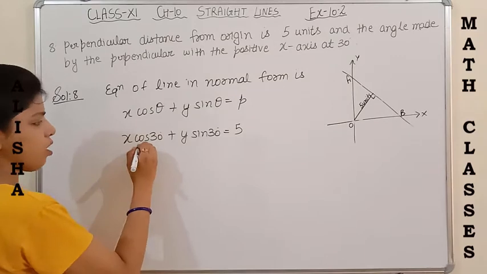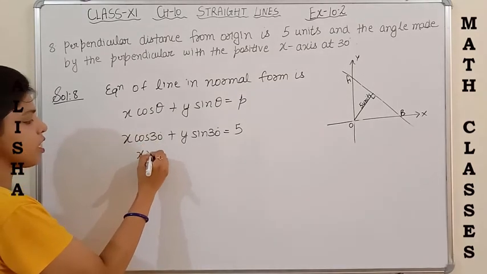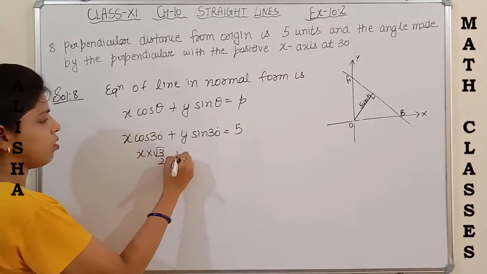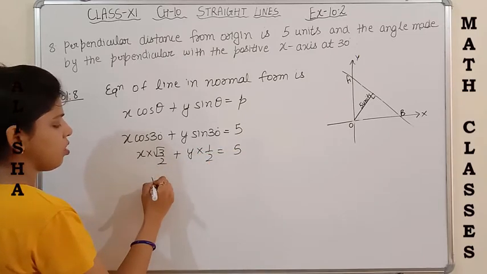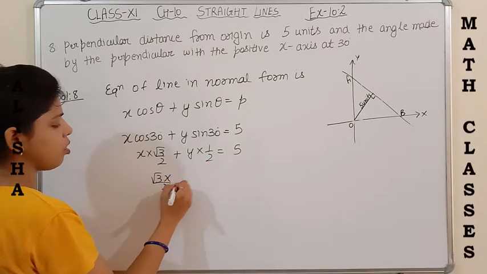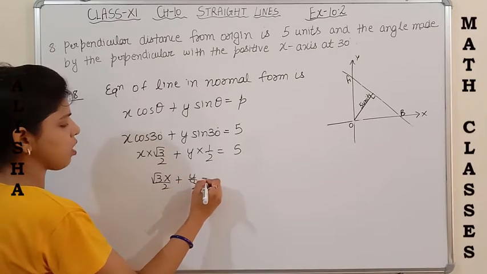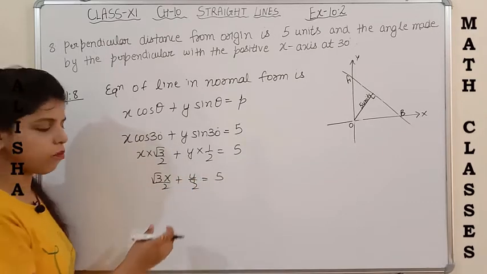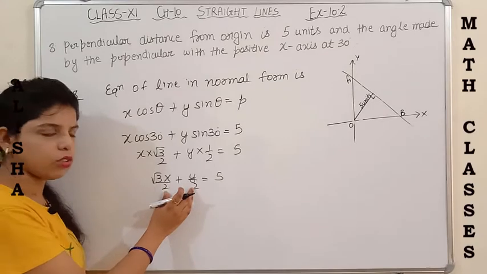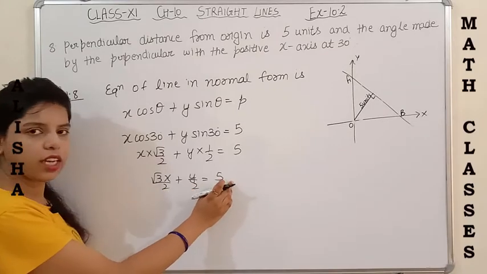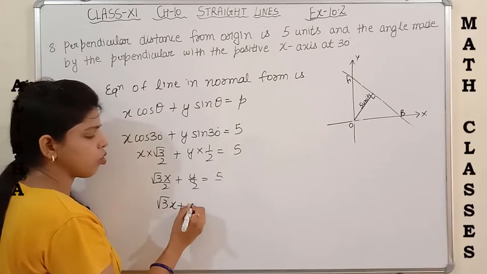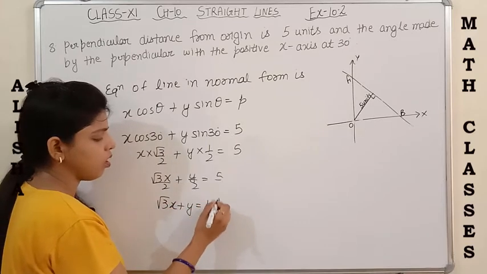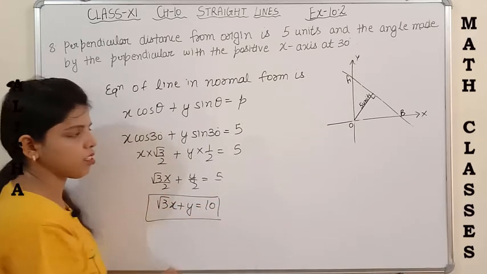Now just put the value of cos 30. The value of cos 30 is equal to root 3 by 2. And the value of sin 30 is equal to 1 by 2. So it becomes root 3x upon 2 plus y by 2 is equal to 5. In the next step, we are going to take the LCM, which is equal to 2. And 2 will be shifted to the right hand side. So 5 into 2 becomes 10. So the equation is root 3x plus y is equal to 10. This is our required equation. Please note down.